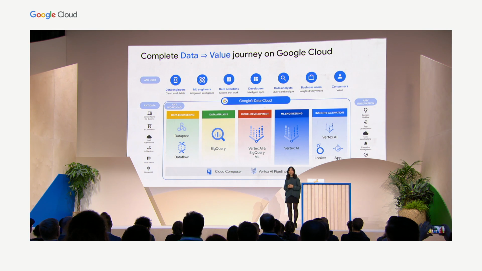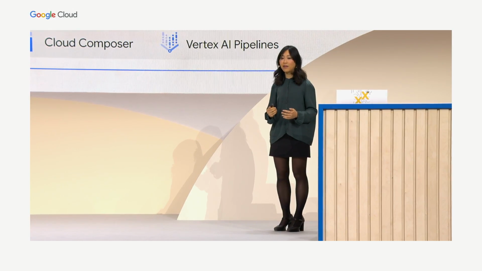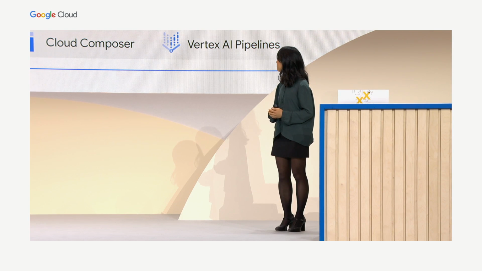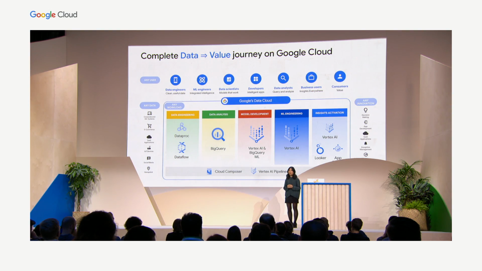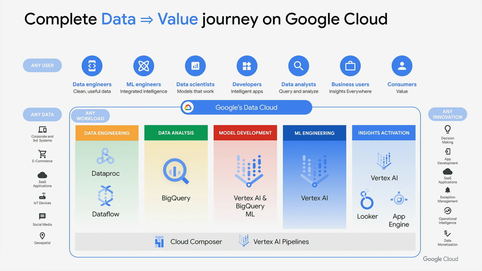And I'd like to point out here that Dataproc is a serverless version of Spark, and Dataflow is a serverless version of open source Beam. And this is indicative of all our services, where we try to have a managed version of open source software to have the most open platform available. Next, we have data analysis using BigQuery, or the data analysis tool of your choice. You could do model development on Vertex AI and BigQuery ML, ML engineering on Vertex AI, and insights activation on Vertex AI, Looker, App Engine, or other downstream services.